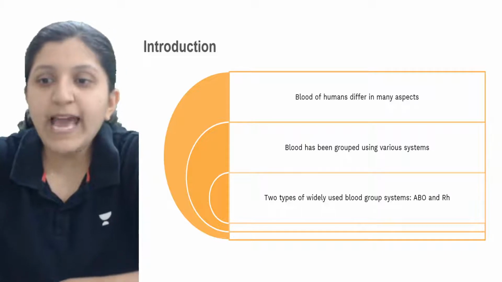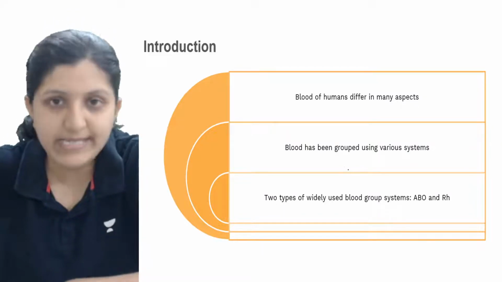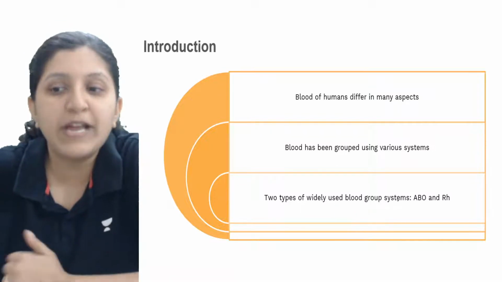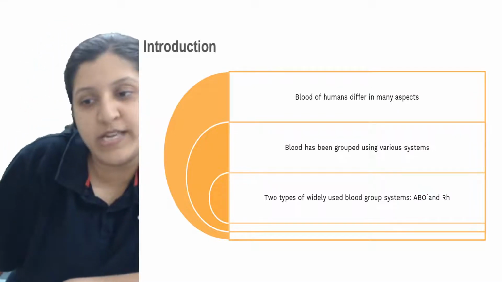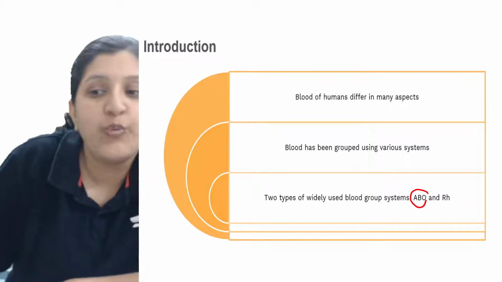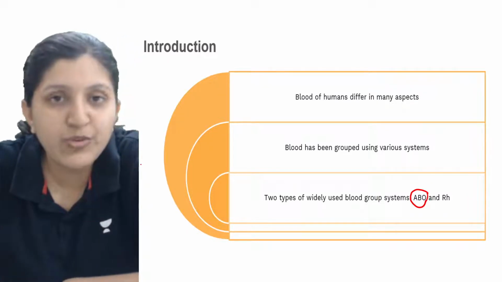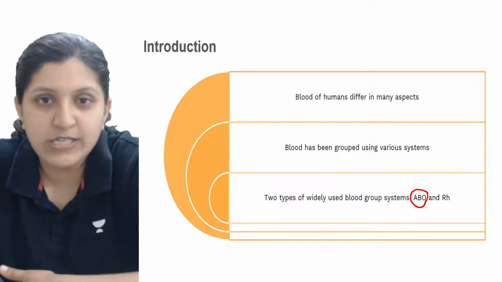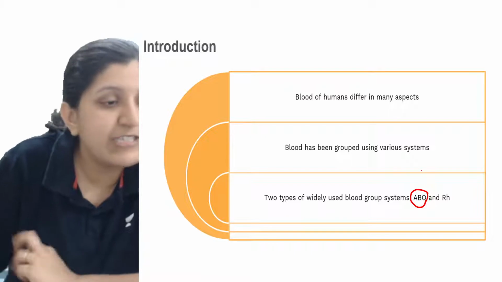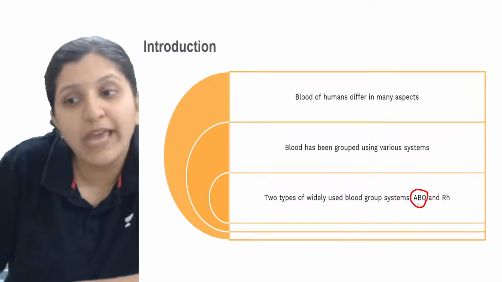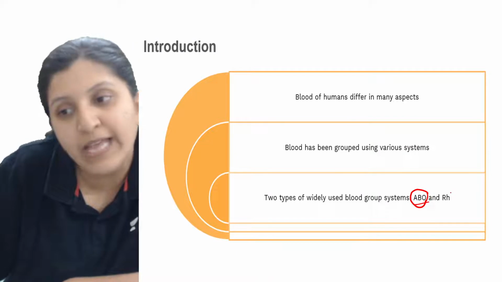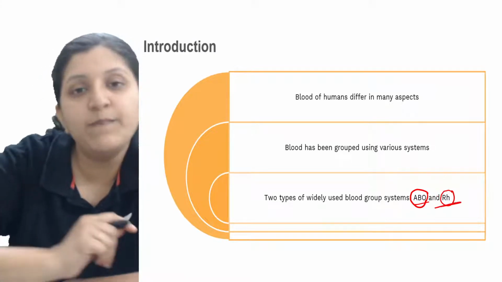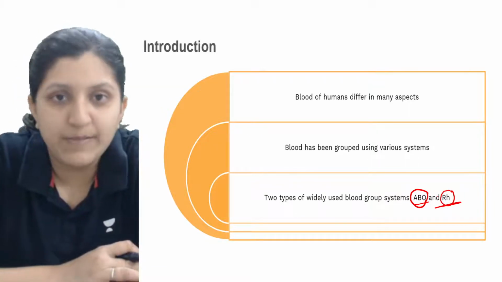Yes, so blood has been grouped using various systems, okay. There are two types of widely used blood groups, the ones that we are going to study. We use the RH when we mention it: if the RH antigen is present, we call that positive, okay, and if the RH antigen is not there, we call it negative. Now the ABO blood group, with that we also call it positive and negative, depending on the RH presence or absence, okay.